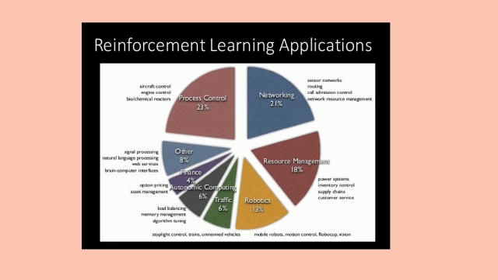Applications of reinforcement learning. Reinforcement learning method is used in many fields such as process control, networking, resource management, robotics, finance, and others. To mention some applications: aircraft control, sensor network, power system, mobile robots, load balancing, option pricing, and signal processing. So these are some topics of reinforcement learning.